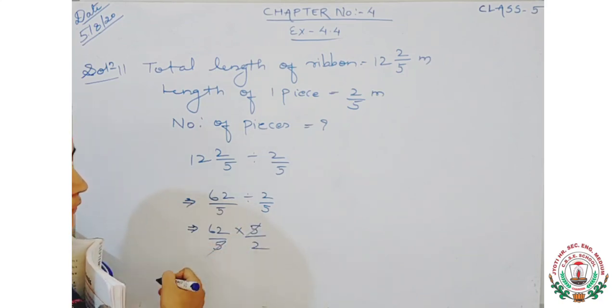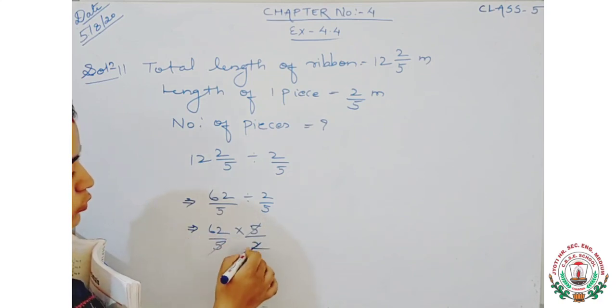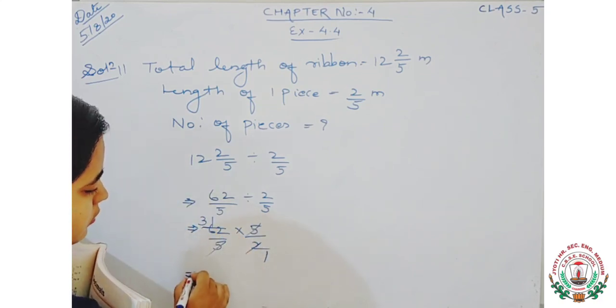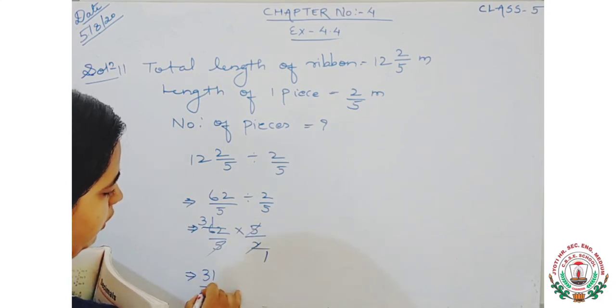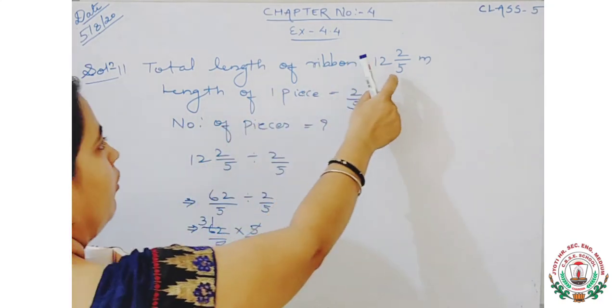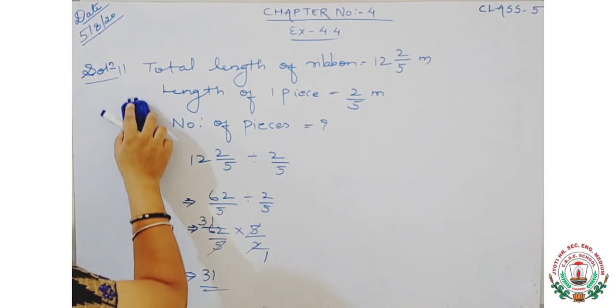5 ones are 5. From 2 we can divide 62. 2 ones are 2, 2 3s are 6, 2 ones are 2. So what is left out? 31. So how many pieces did Leena cut from that? 31 pieces of ribbon can be cut from the length of 12 2 by 5 meter. Okay, 31 pieces. Now question number 12.